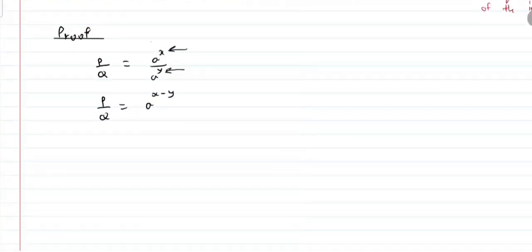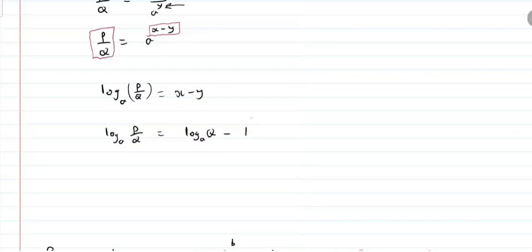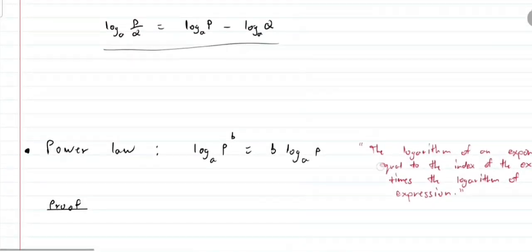Right? Now let's convert to log form. I want this to be my argument. I want this guy right here to be one big index. This is going to be log base a of p over q, all right, one argument, is equal to x minus y. What was x? x was log base a of p, and y was log base a of q. That's the proof right there.